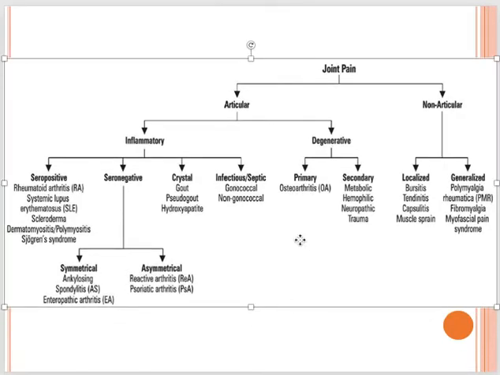Now, if you see over here, what can be the causes of joint pain? Number one, if someone is complaining of joint pain, it could be articular, it could be non-articular. Whenever it is non-articular, think about the things which are around the joint. For example, in the previous lecture, we talked about bursa, bursitis, tendons, tendinitis, capsule, capsulitis, as well as muscle sprain. And think about the generalized non-articular causes. Of course, these are systemic conditions like polymyalgia rheumatica, fibromyalgia, myofascial pain syndrome. And we will discuss some of them, like polymyalgia rheumatica.